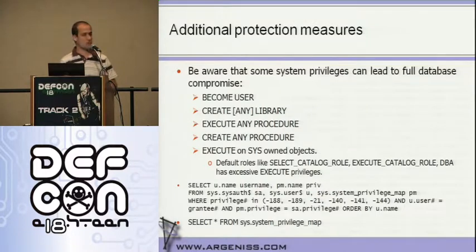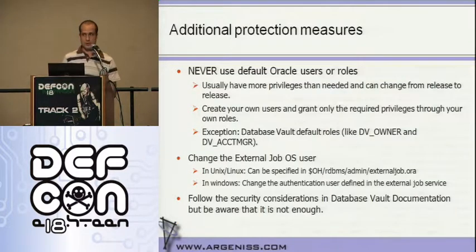Well, there are some additional protection measures that we can take. First, restrict the system privileges that can lead to full database compromise and the compromise of Database Vault, the become user privilege, and those other privileges mentioned there. This SQL statement can be used to retrieve all the users and roles that have these dangerous system privileges granted. We should take into consideration that we should never use the default Oracle users or roles. They generally contain a lot of system privileges, and they may change over time. We should create our own roles and grant the privileges that we know are needed for the job.